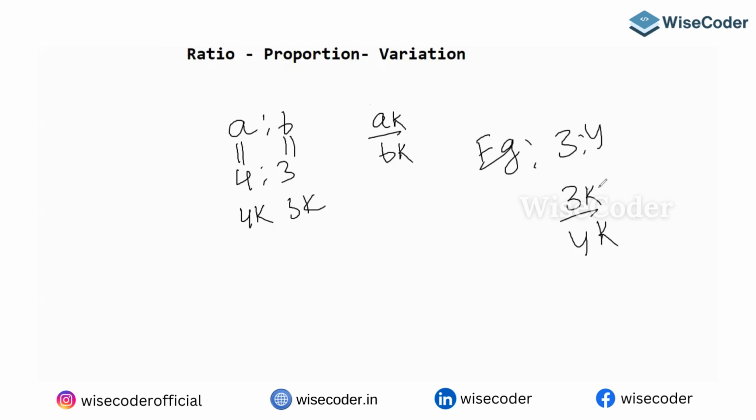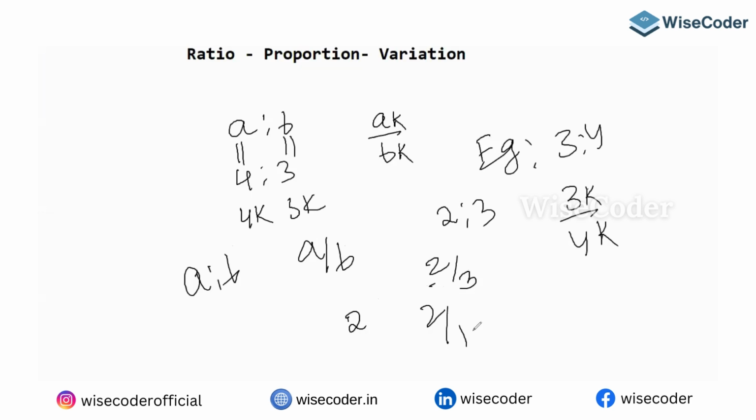Next, a ratio A is to B can also be expressed as A by B. So if two terms are in the ratio 2 is to 3, we can say that the ratio is 2 by 3. Sometimes directly they'll give that two terms are in the ratio 2, which means they are in the ratio 2 by 1. If nothing is given, the denominator is 1. That's what you need to understand while writing ratios.